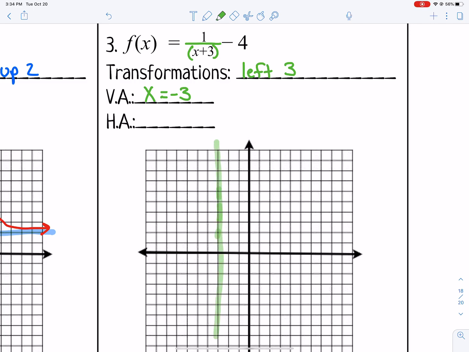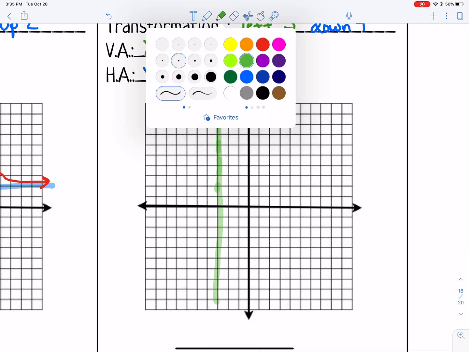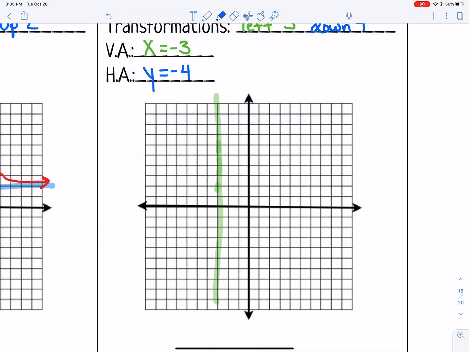So we have a vertical asymptote at negative 3. Then the horizontal asymptote goes with that k value of negative 4. So that negative 4 makes my graph shift down 4. My horizontal asymptote would normally be at y equals 0, but it went down 4, so it's going to be at y equals negative 4. So let's count down. 1, 2, 3. It's down at negative 4.